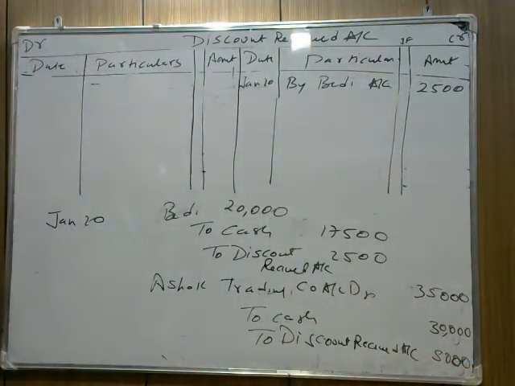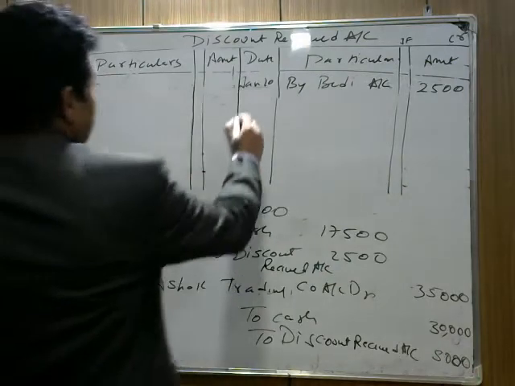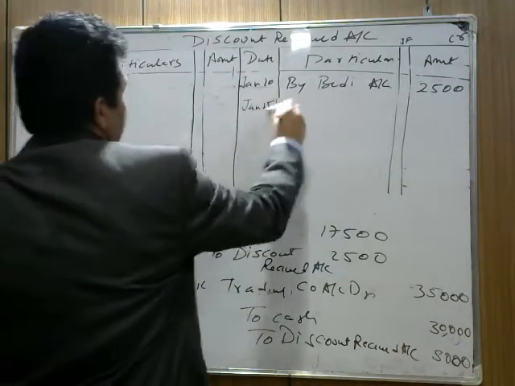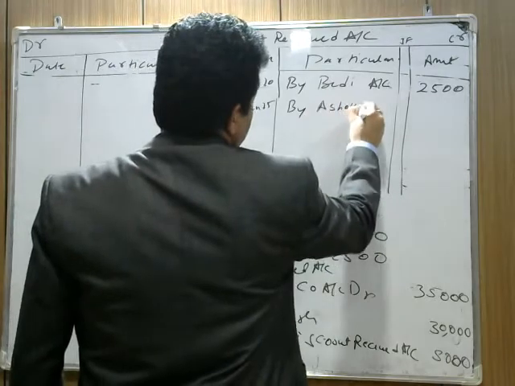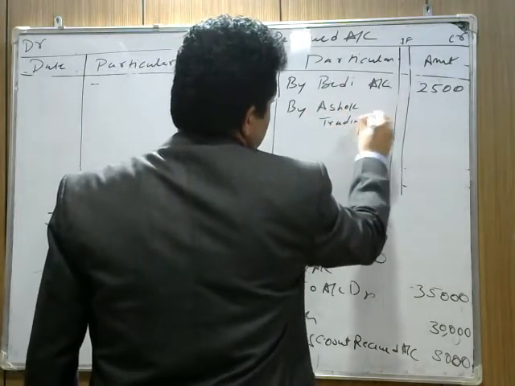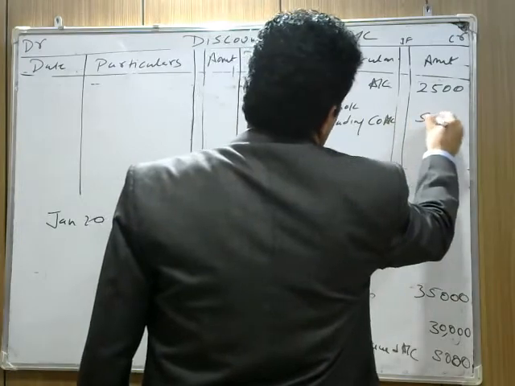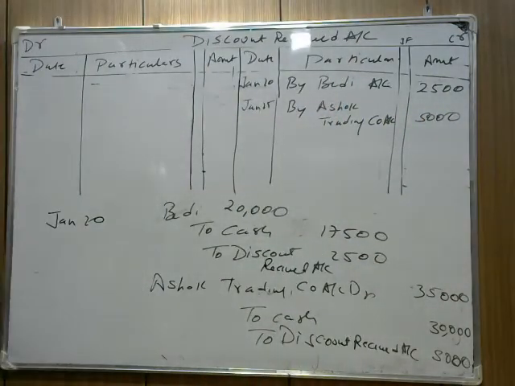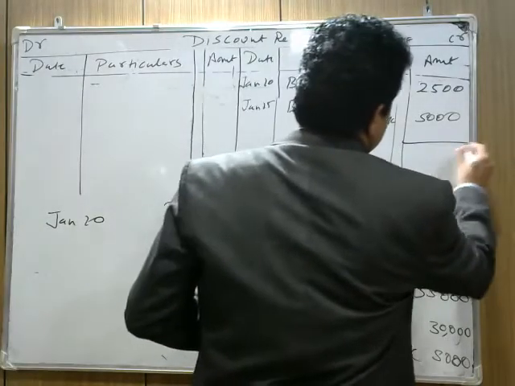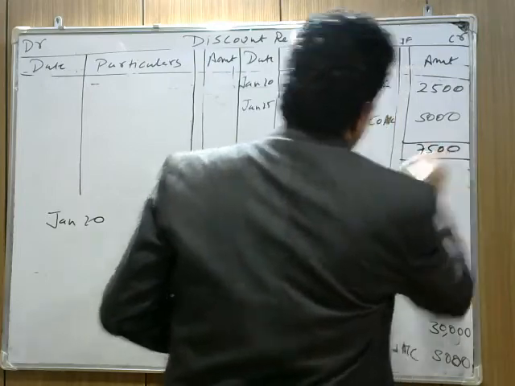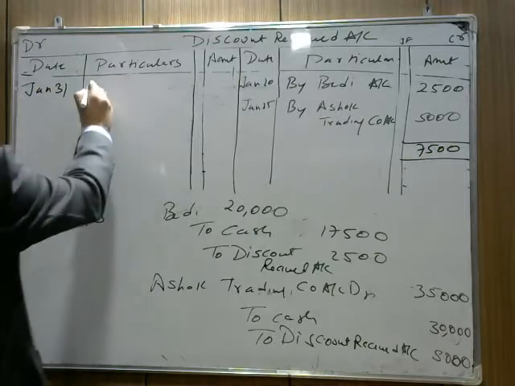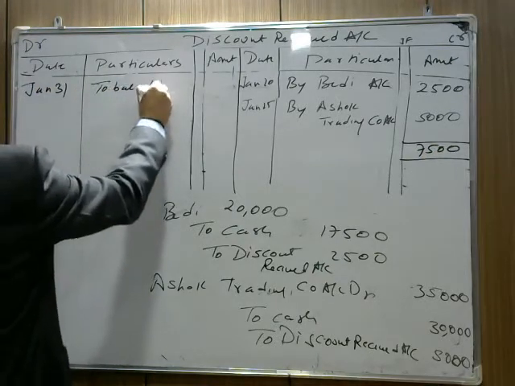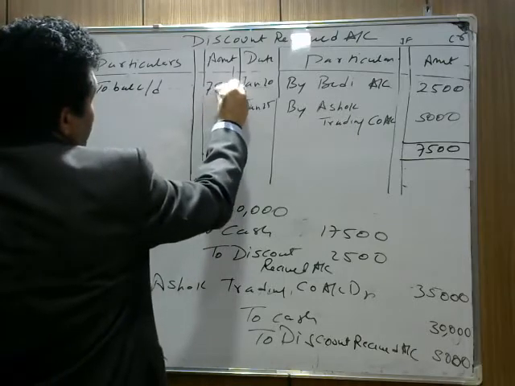Here if you check, discount receipt is given on credit side. It's on Jan 25th. So we write by Ashok Trading Company account and we receive a discount of rupees 5,000. Now we do the balancing part. So we simply write total is 7,500. The Jan month closes on 31st. We write Jan 31st. To balance c/d, close down, it's 7,500 to make it balancing.